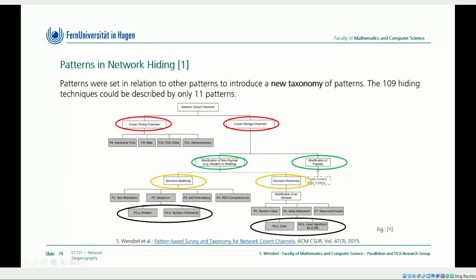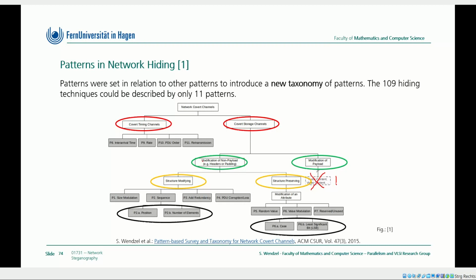This is the original taxonomy from 2015, actually developed in 2013 and 14, comprising 11 patterns. As you can see, we have a network covert channel main category, and that's divided into timing and storage channels. We have 4 timing patterns, and we divide the storage patterns further into those that modify payload, although this was excluded because the payload of network packets was considered to be the domain of digital media steganography. So it's not really what network information hiding is about. And so this was excluded at the beginning. Later, this was included again, but I will show you this in a few slides.